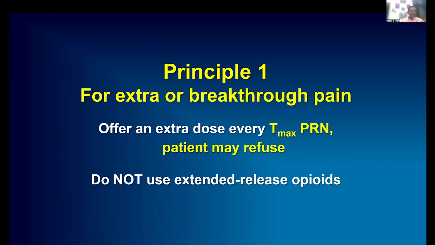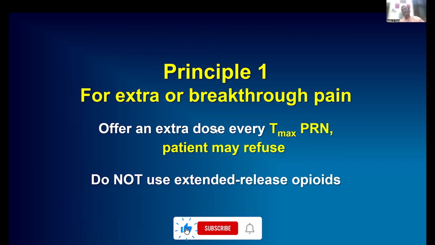So to summarize, our first principle is for extra breakthroughs, because we started with extra breakthroughs. We will go back to our patient again. We have to offer an extra dose every Tmax, SOS or PRN. The patient may refuse, no problem, but our duty is to make them explain. But do not use this for extended release opioids. This is not for sustained release or extended release. This is for immediate release opioids. Please remember this. I have seen many practitioners using this same principle for extended release also. Please, strict no. Don't use that.